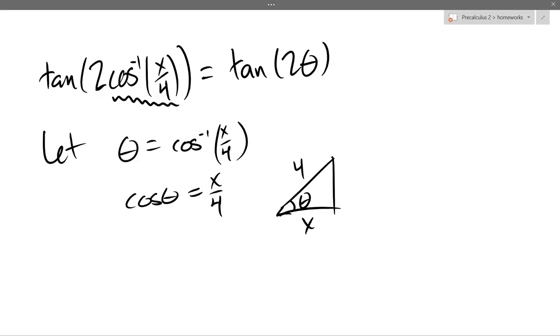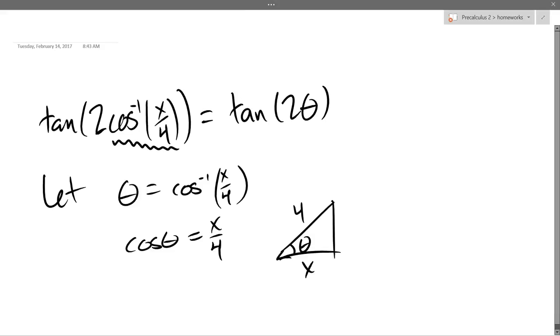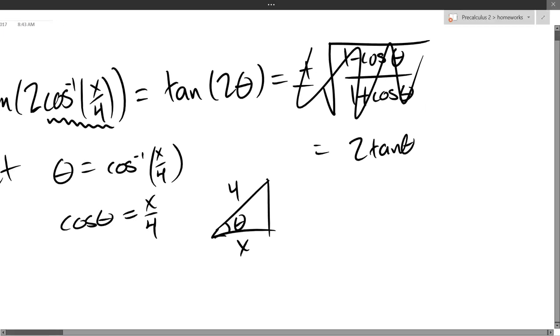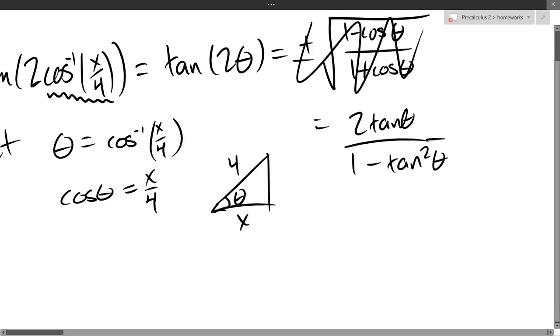And what was the one that you ended up using? Do you remember? So I think it was a plus minus square root sine. Is that right? So it's, what is it again? 2 tangent theta over 1 minus tangent squared theta. All right, like that. So all I need to do is figure out what's tangent theta, and then just put it in these two spots in this fraction.